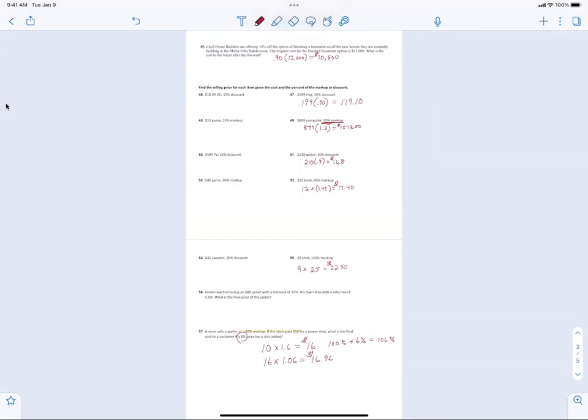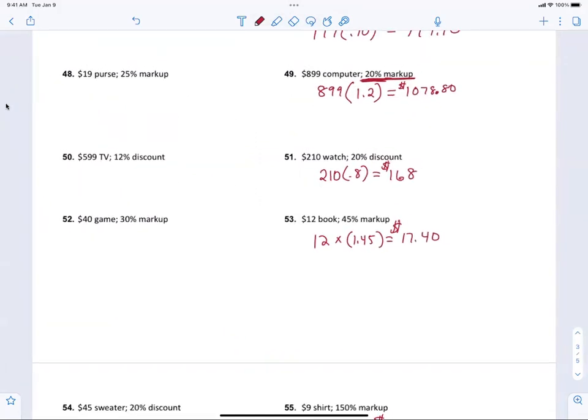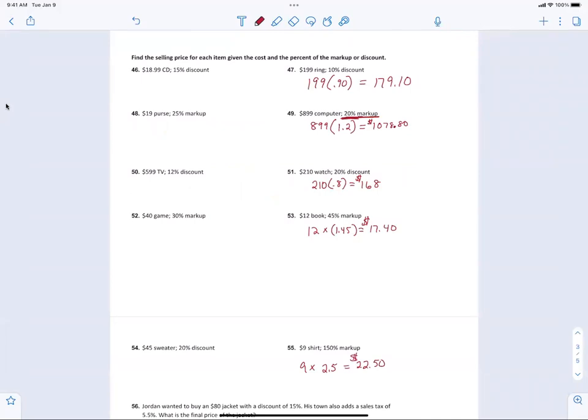So I stumbled upon number 46 of $18.99. And I got a funky answer. That's okay. You always round to the nearest penny. Okay, thank you. Always round to the nearest penny.